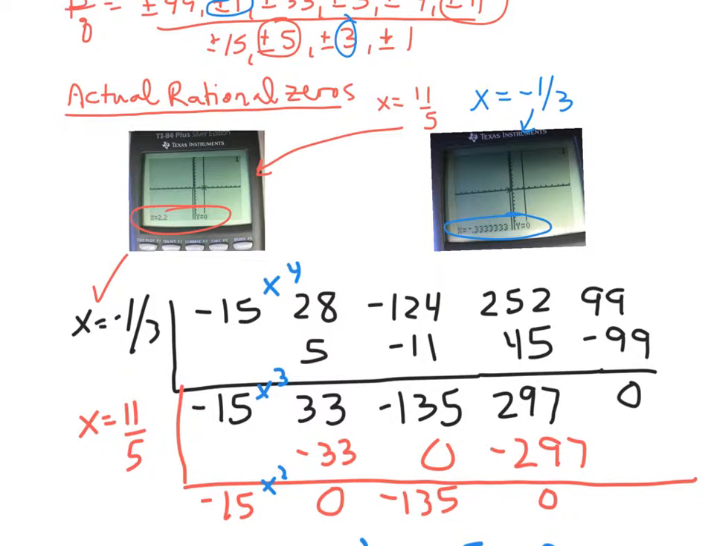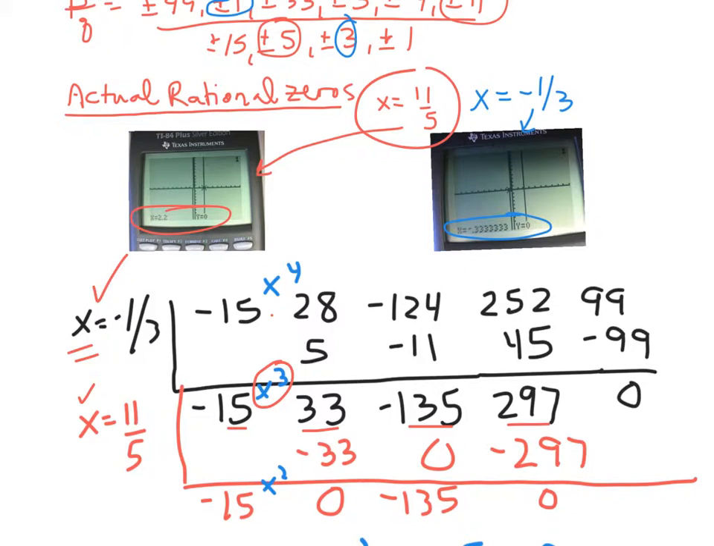It started out, remember, 15x to the 4th. I divided out a single x. That brings me down to an x cubed, so that's -15x cubed plus 33x squared minus 135x plus 297. X cubed I can't do anything with. So then I decided I'm going to divide out one more x value, 11 fifths, which I knew from up above was an actual rational zero.